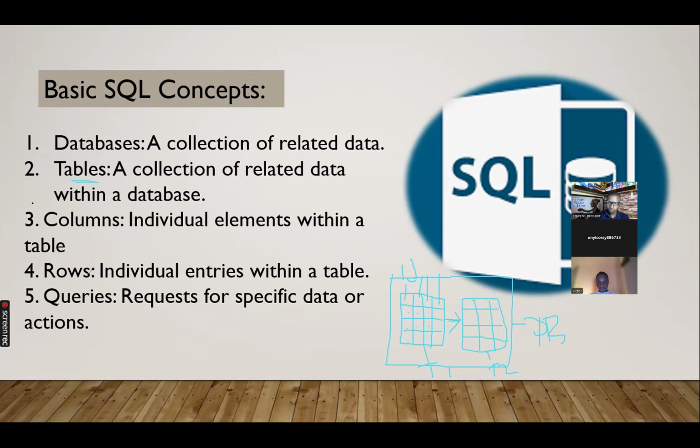All right, I hope you are following. So that is what we refer to as columns, or we can call them the attributes. If you look at the definition, it says an individual element within a table. So this is 1, this is 2, this is 3, and they are within your relation or table.